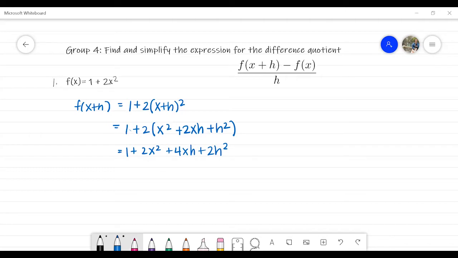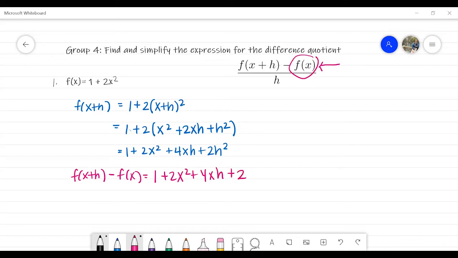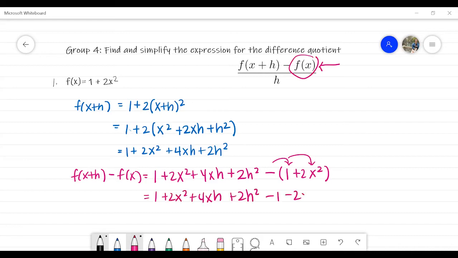And now I want to move on to this part right here, where we're subtracting f of x out of it. Okay, so now we're going to have f of x plus h minus f of x. So that's what we just found, 1 plus 2x squared plus 4xh plus 2h squared, minus the original function, 1 plus 2x squared. So what should happen every time when you clean this up, don't forget to use parentheses, what should happen every time is this original function, the minus f of x part, should cancel.